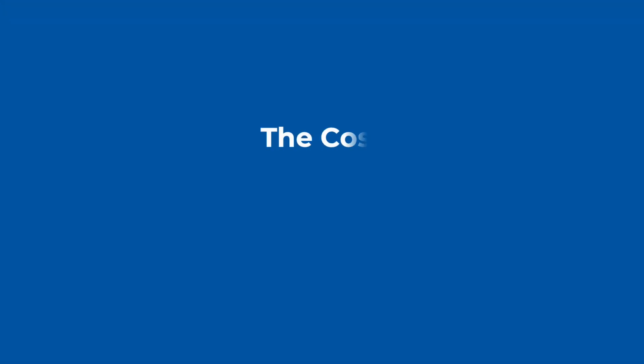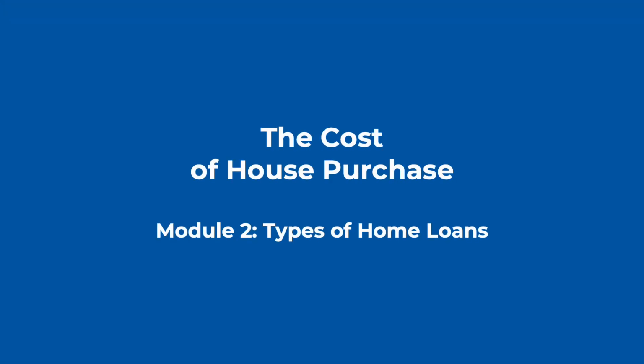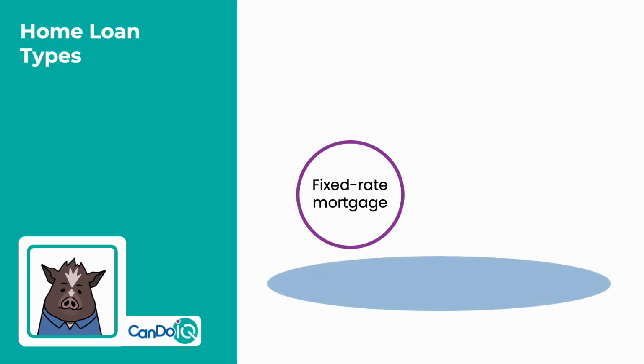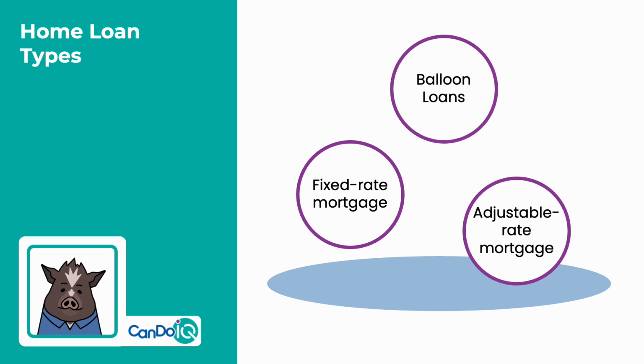The cost of house purchase, Module 2: Types of Home Loans. There are many types of home loans, and each type will determine how lenders calculate your monthly payment. There are three main types: fixed-rate mortgages, balloon loans, and adjustable-rate mortgages.